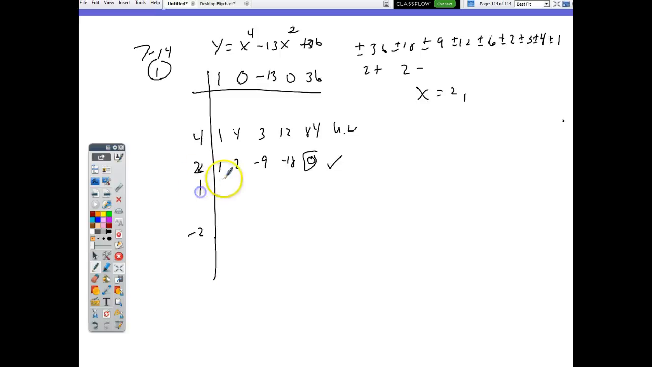I might try 1. 1, 1, 1 gives me 1. 1, 1, 1 gives me negative 12. Negative 12 gives me negative 12. Negative 12 gives me 24. That's a no.